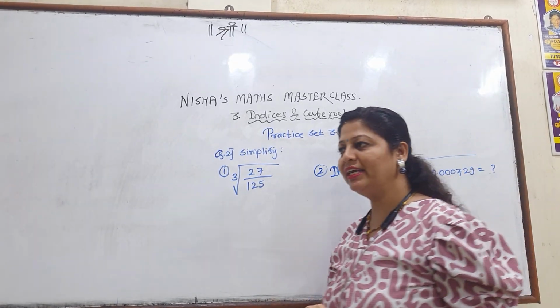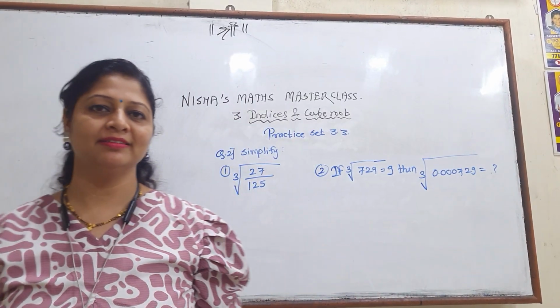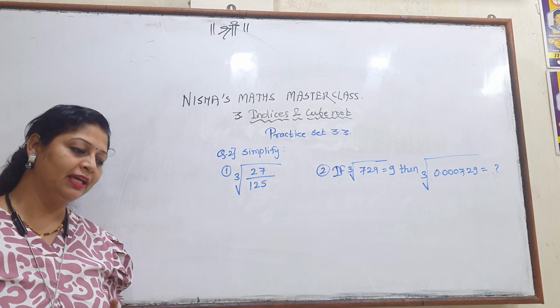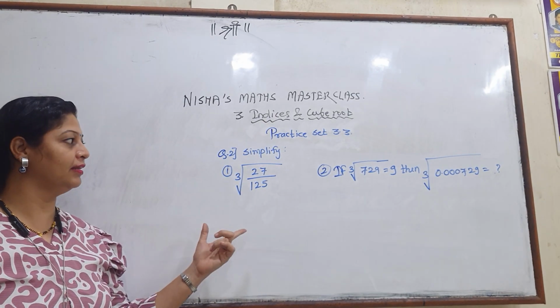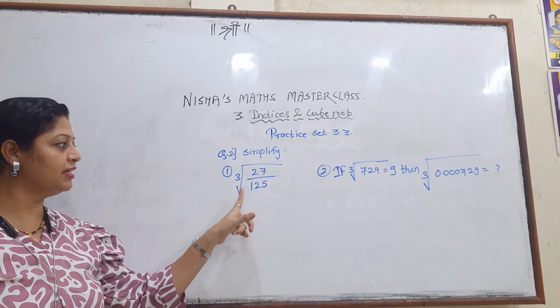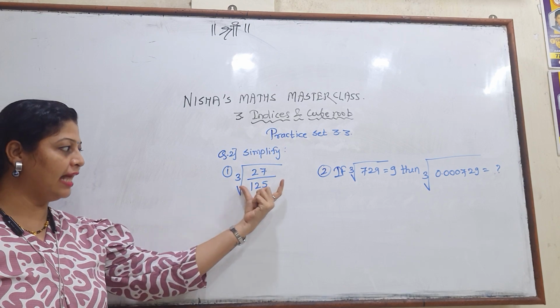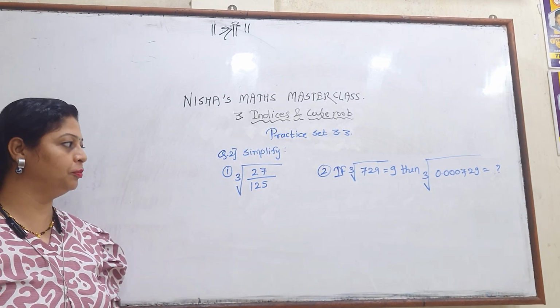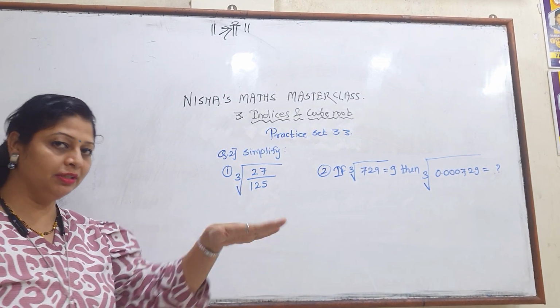Students, yesterday I already explained question number 1, find out the cube roots. Now we have to simplify question number 2. See children, they have already given the answer and we have to find out the cube root.